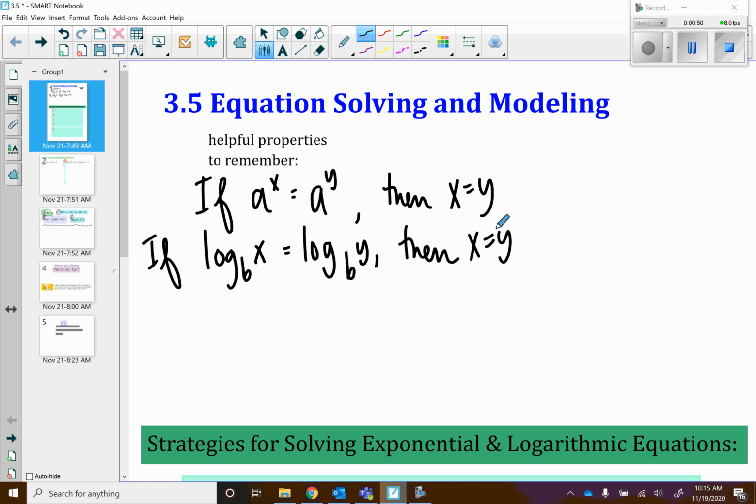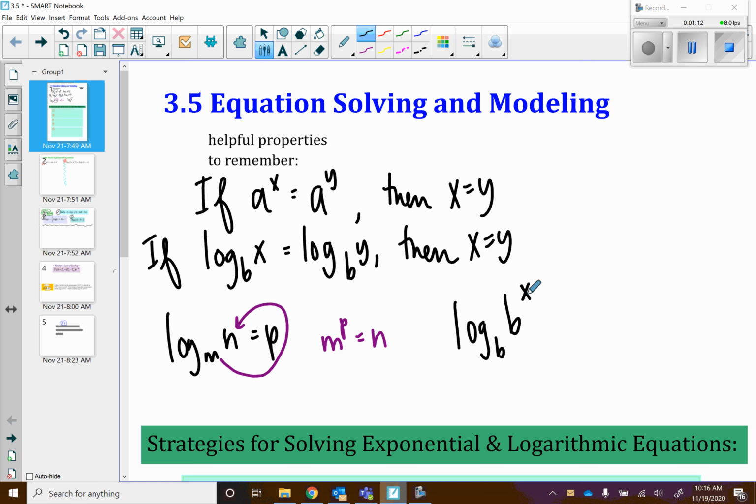We also know, let's go with log base m of n is equal to p. I can change that from logarithmic to exponential: m to the p power is equal to n. And last but not least, if I have log base b of b to the x power, well, the base of the log is the same as the base of the exponent. So these are going to cancel and we are left with just x.